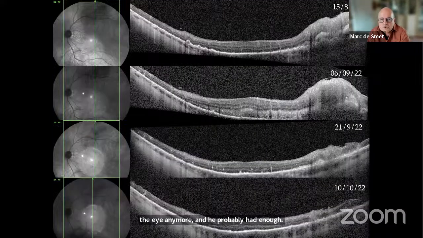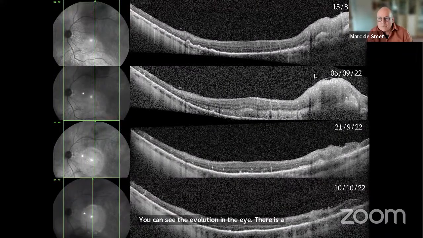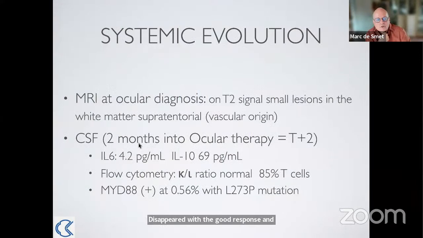You can see the evolution in the eye. There's a large lesion here to the right, which grew a little bit after the first treatment, but very rapidly disappeared with a good response. And systemically, the MRI essentially showed small lesions when the ocular diagnosis was made.